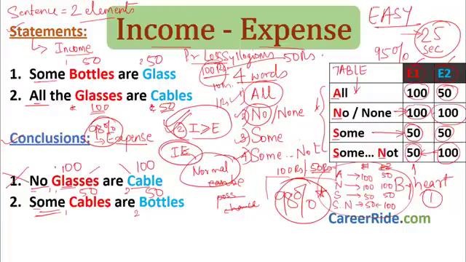See how easy it was? Just checking whether income is greater than or equal to expenditure or not. Okay, move on to the next sentence. Next conclusion. Some cables are bottles. Cables and bottles in one sentence.